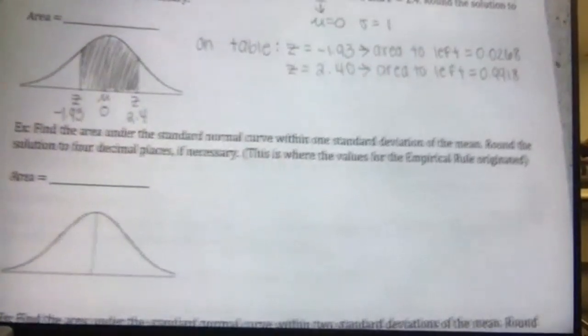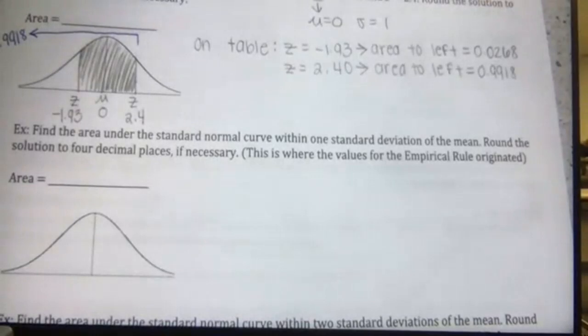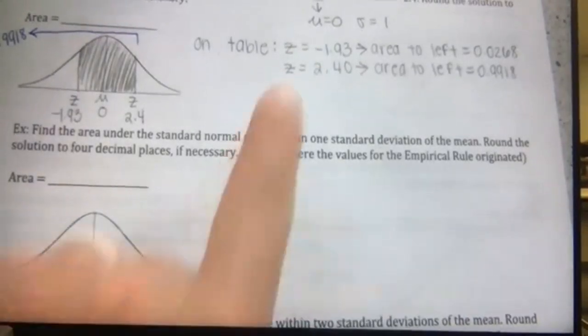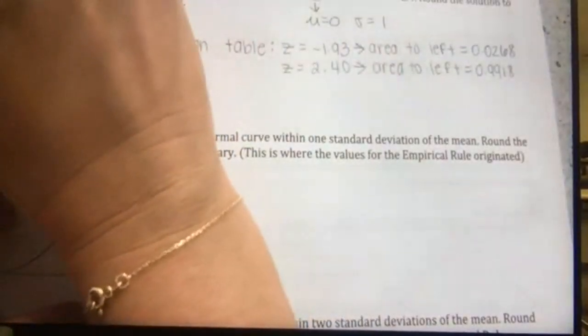Let me show you on the graph what it would look like. The area to the left of 2.4, from here all the way over, would give us 0.9918. That's the area to the left, the whole left of 2.4, going on forever. And to the left of negative 1.93, from here to the left, would give us an area of 0.0268.